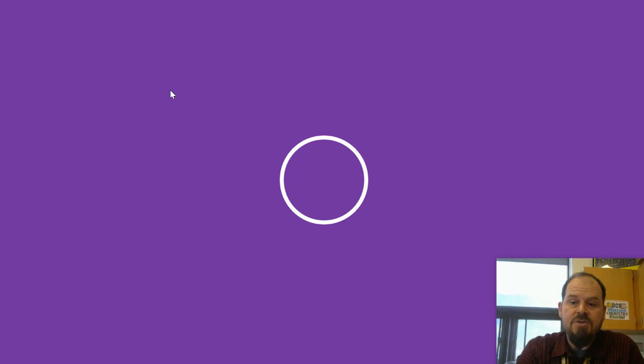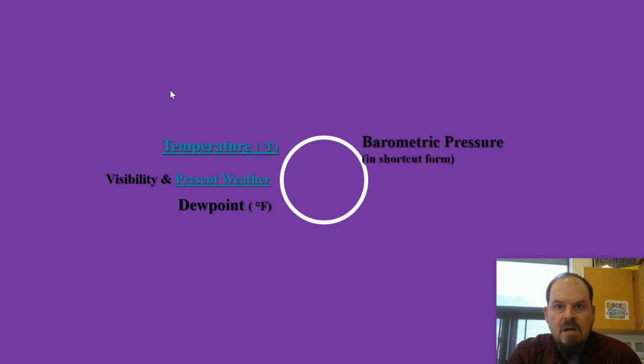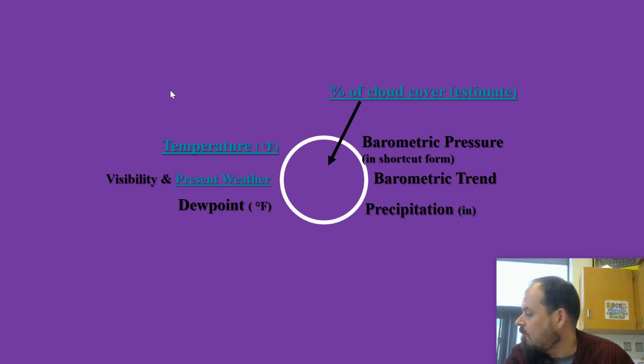So here's your circle. The temperature goes in the upper left-hand corner. The present weather or visibility goes underneath that, and I will talk about that in a minute. Dew point, barometric pressure top right, barometric trend, precipitation in inches. This is the estimated percent of cloud cover, and we're going to see that that's how this is shaded in. And those notes are going to be pretty important for you.